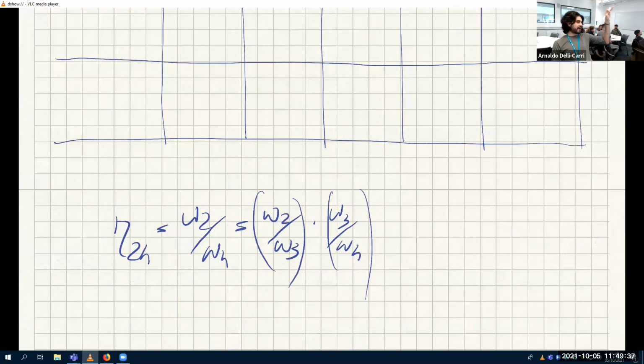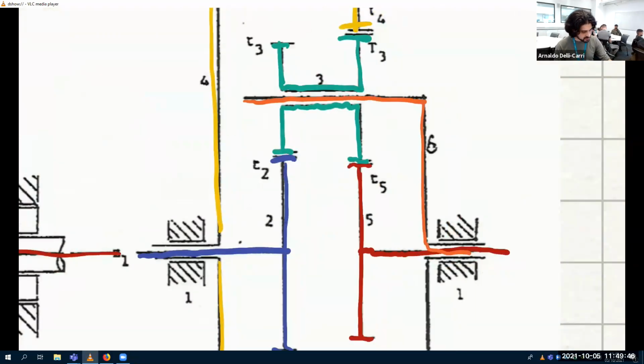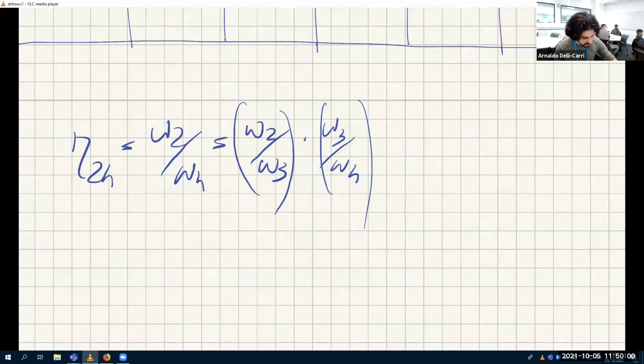So now I can turn back into the transmission ratios of the single meshings and say, okay, 2 and 3. It's 2 and small t3 that mesh. So omega 2 over omega 3, they are externally meshing. So it's minus small t3 over t2. This is the first.